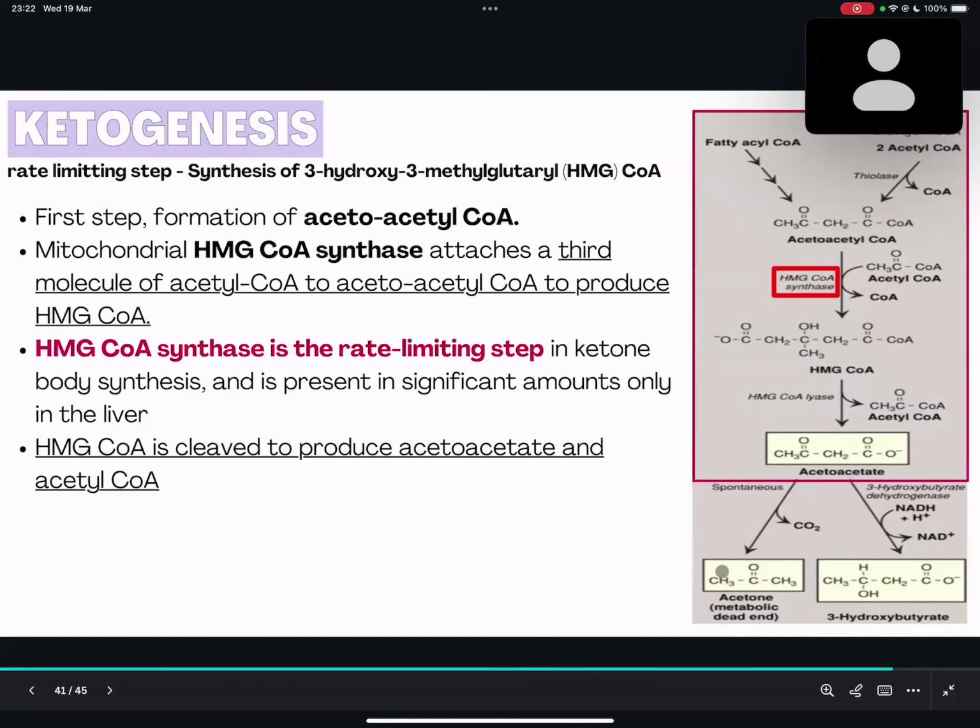What exactly do you mean by rate-limiting step? So rate-limiting step is basically referring to when the reaction has, for example, a point of no return. So when we undergo the rate-limiting step, this is when you can't stop the reaction from here on out and you can't go back. So it is a vital portion of any process that occurs. And because of that, we have a rate-limiting enzyme, which is in this case HMG-CoA synthase. And the rate-limiting step is the formation of HMG-CoA from acetoacetyl-CoA.